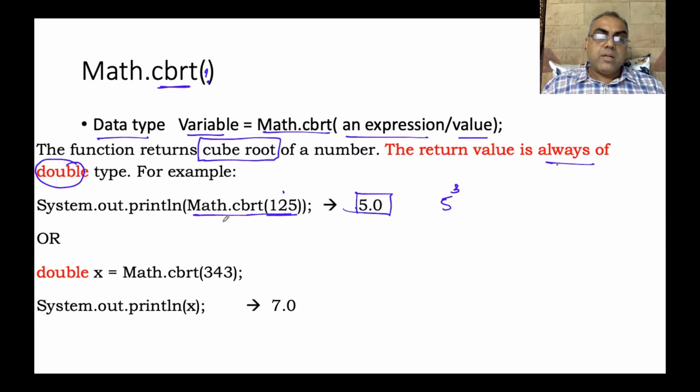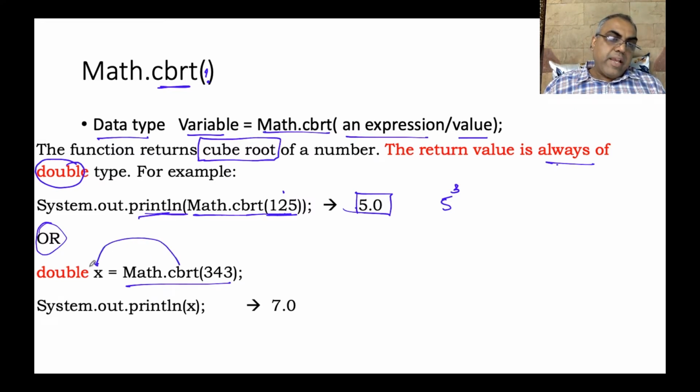Again, this being a return type function, either you're going to print or you're going to store the value. So 343 is 7 cube. The answer will go into x, then x must be of a decimal type. So x is storing 7.0 and we can print it.